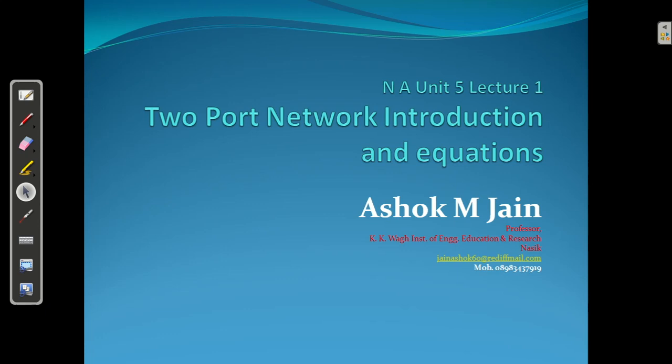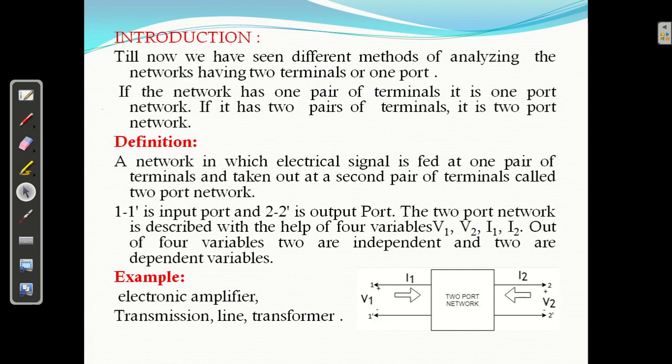In this lecture I am going to start two-port network. So here in this lecture we will discuss what is a two-port network, that is introduction and some equations related with this. Okay, so what is a two-port network?